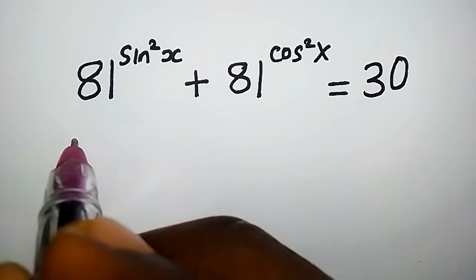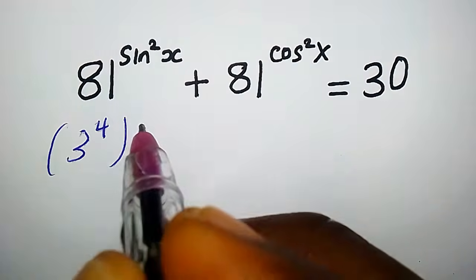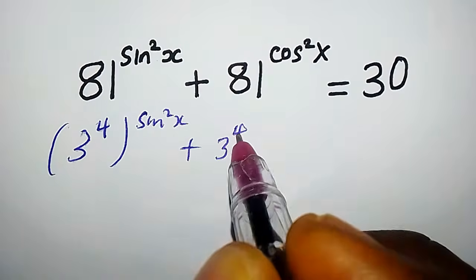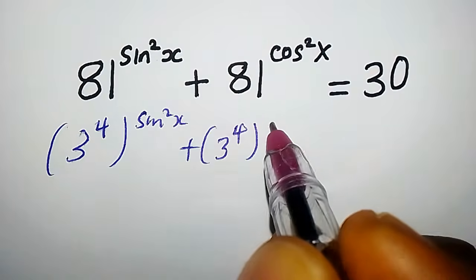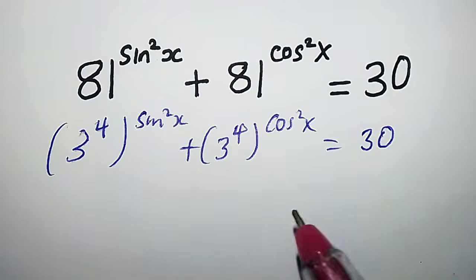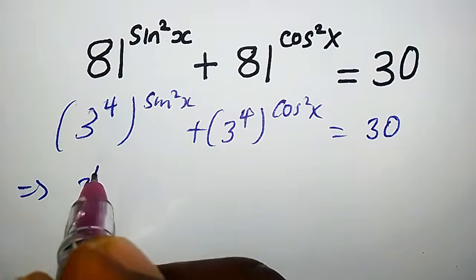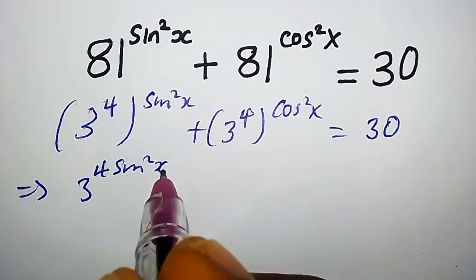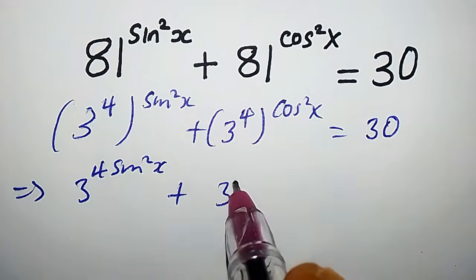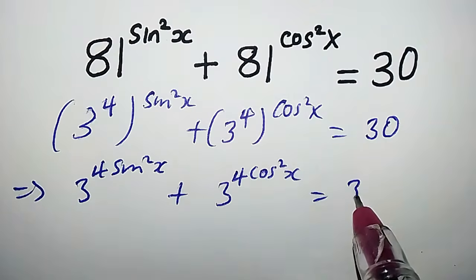81 could be written as 3 to the power of 4 times sine square x plus 3 to the power of 4 times cos square x equal to 30. This implies that 4 times sine square x, that is 4 sine square x, plus 4 times cos square x, that is simply 4 cos square x, equal to 30.